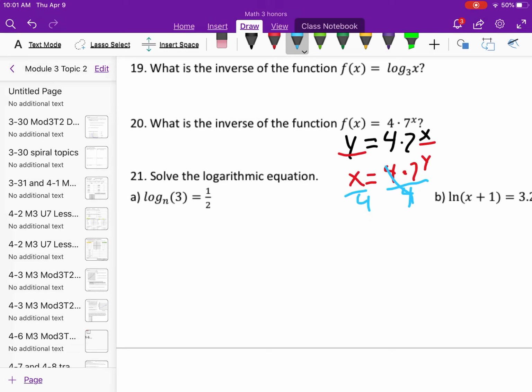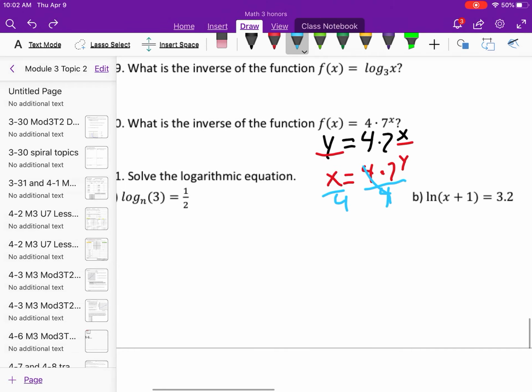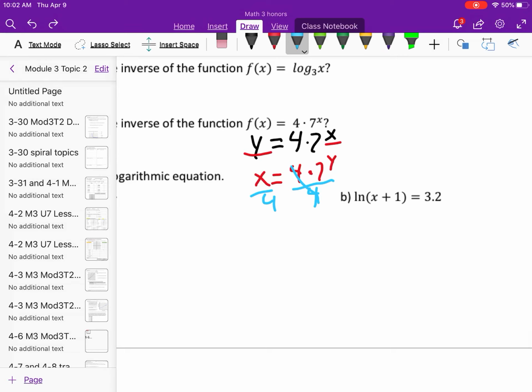Now you might be thinking, well, why didn't you divide by 7? That's a great question. But if you divide by 7 to the y power, you're going to bring a variable next to another variable. Now you can do that, but you don't want two variables on the same side. You are trying to get y by itself. So by dividing the 4 on both sides, it should look something like this. X divided by 4 equals 7 to the y power.